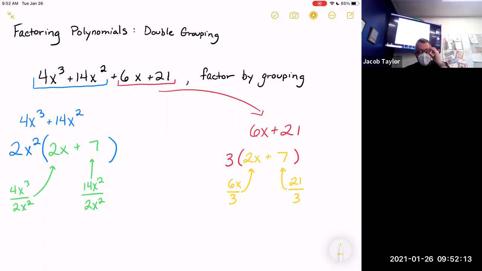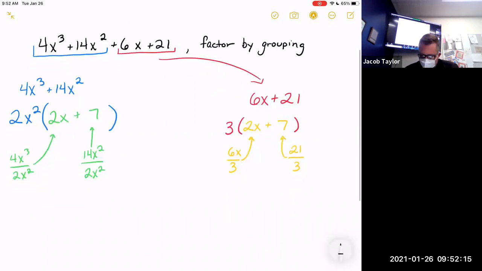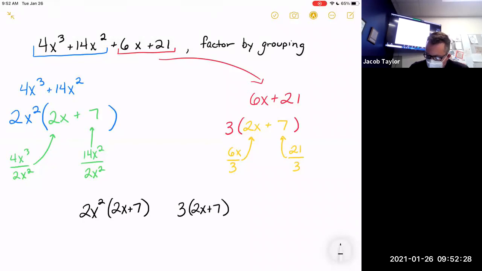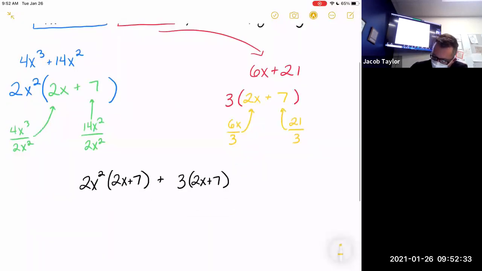They're the same. I'm going to put these back together into one problem, one expression. There's the first one. Here's the second one. Plus sign in between them. And what Shelby has noticed very astutely is that the two sets of parentheses are exactly the same. When that happens, that tells you I have done it correctly so far.